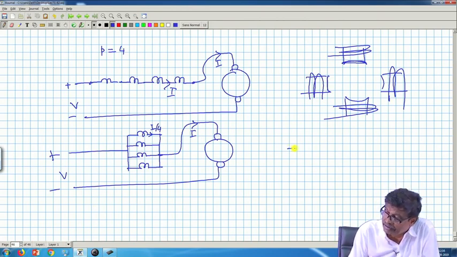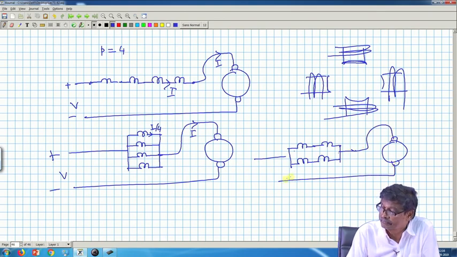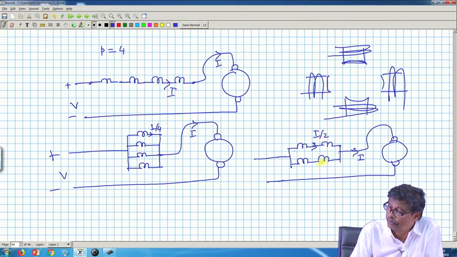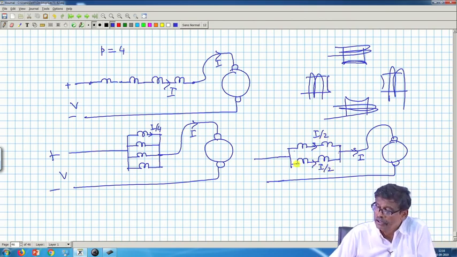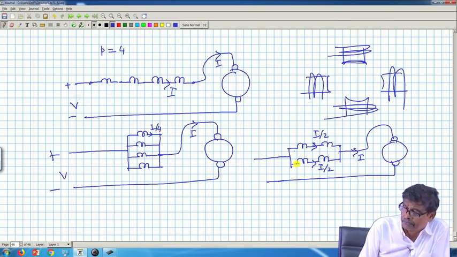You could also connect 2 in series, another 2 in series, and connect them like this. So, in this case flux per pole will be reduced by a factor of 2, and so on. Therefore, field control can be done.